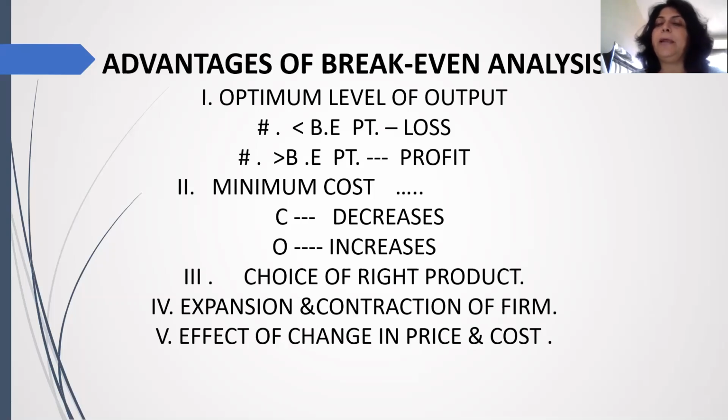Next is choice of the right product. Firms can choose the right product, what product they should produce, rather than going for any random product. For this also break-even analysis helps them. The onset of break-even gives them the right decision. If break-even happens faster, that product is always a right product for the firm.